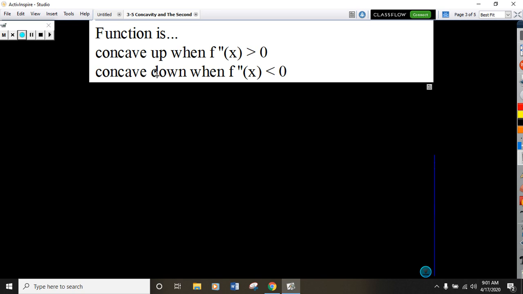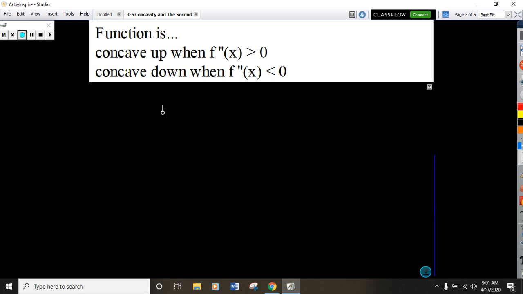So if your graph's always bent upward, like one thing I can think of is if it's a parabola, if it's pointing upward, that's always concave up. Same thing if you flip that upside down, always concave down. So there are some graphs that have just one type of concavity, but they should have some type of concavity.